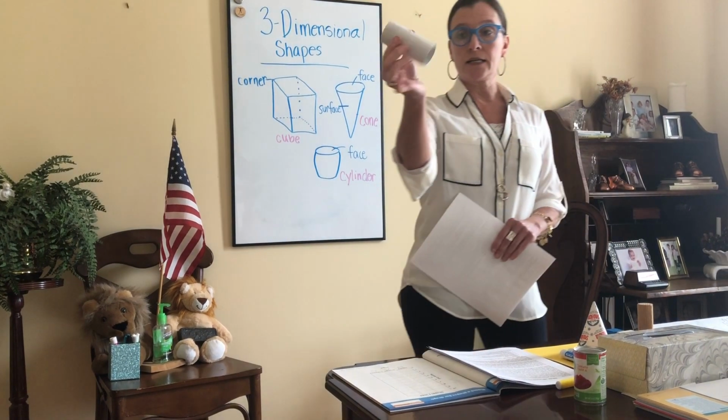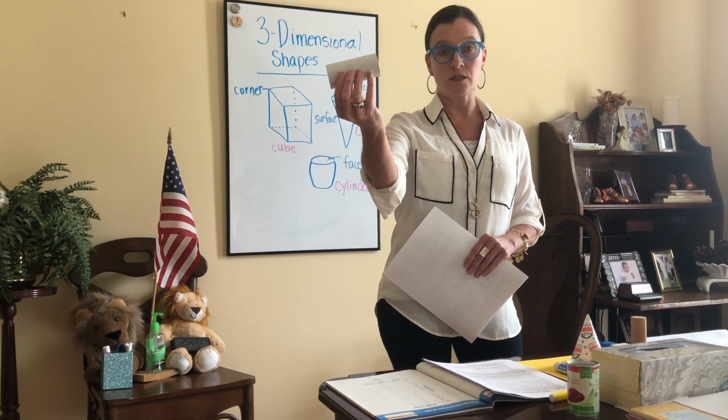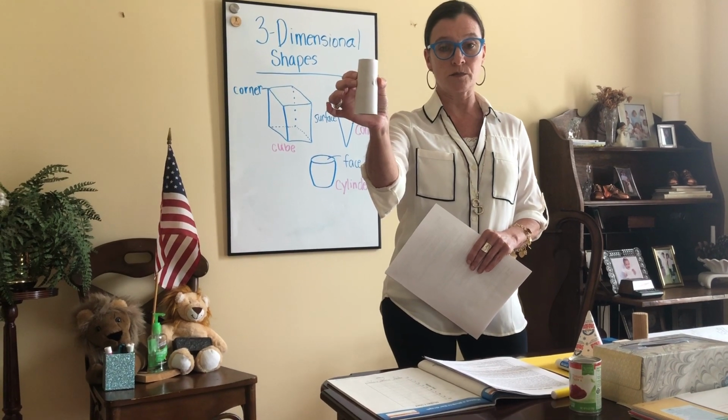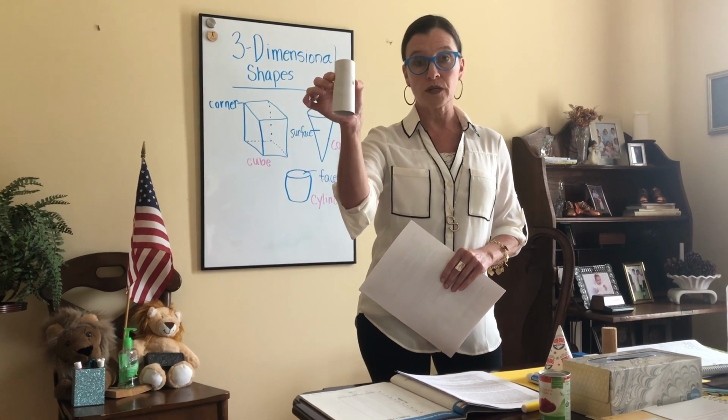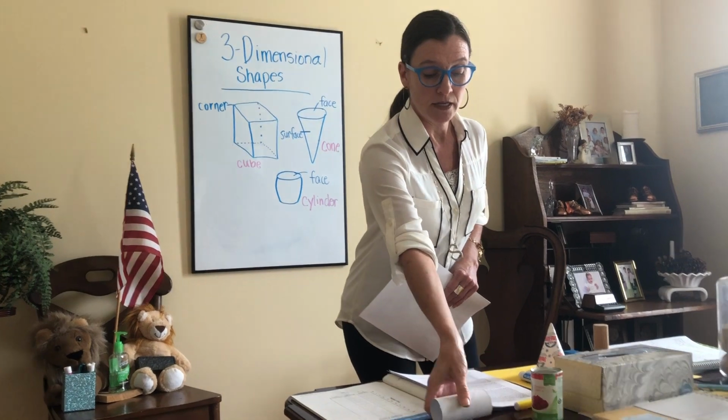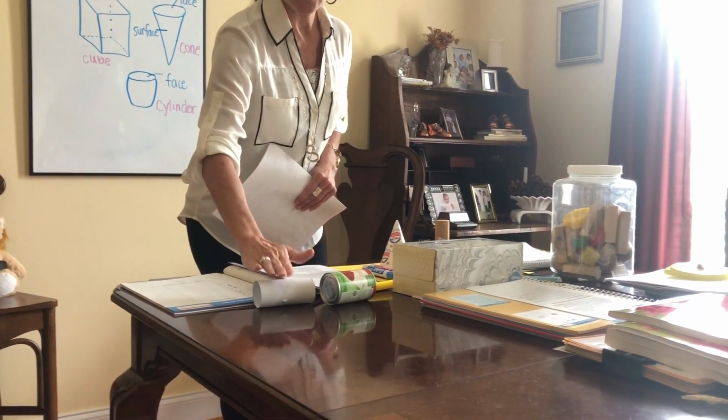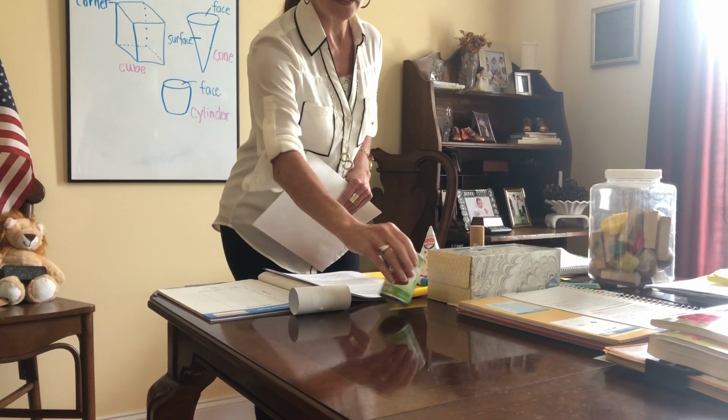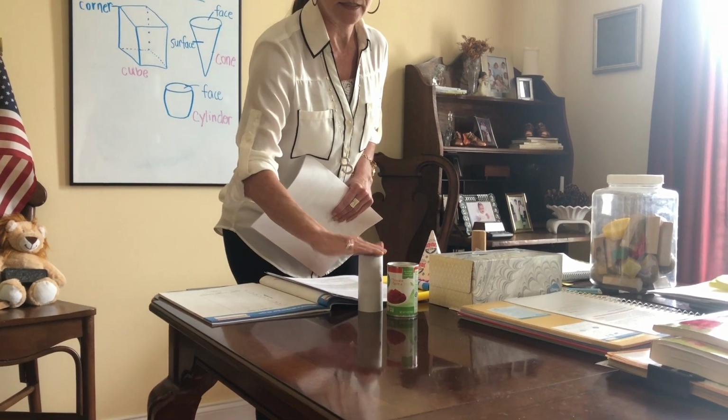This you might recognize. You're probably using these in small quantities in your house right now to make sure you don't run out. It's a toilet paper roll. It's a cylinder. It's just like the can. It has a curved surface and flat faces.